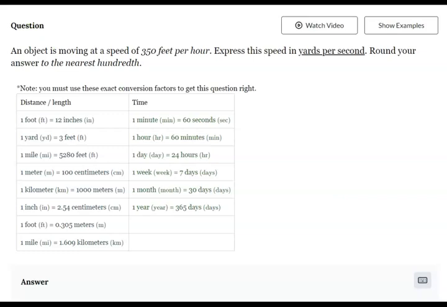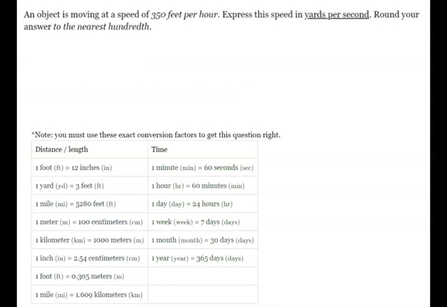An object is moving at a speed of 350 feet per hour. Express this speed in yards per second. Round your answer to the nearest hundredth. So if you're reading carefully, you'll notice that you're probably going to get an answer with a really long decimal, and they want you to round to the nearest hundredth.